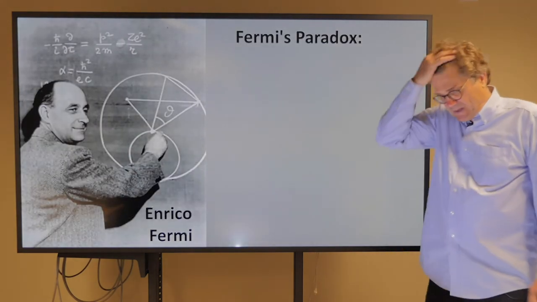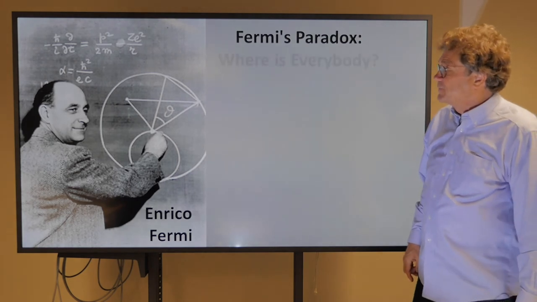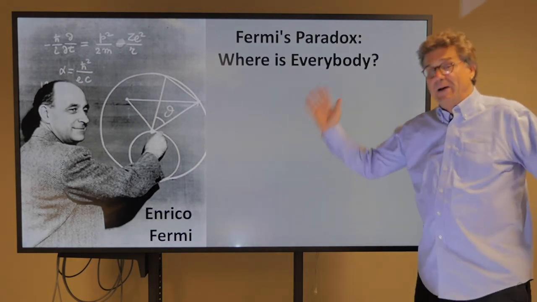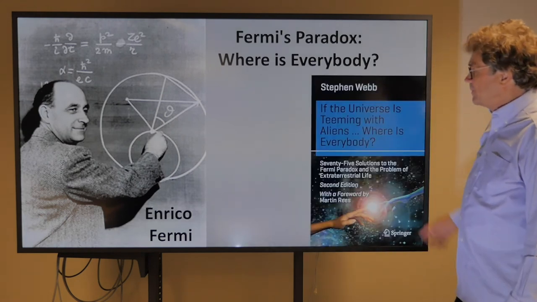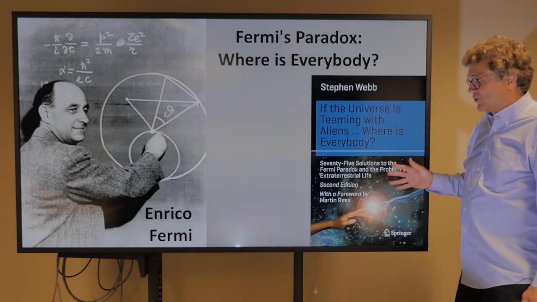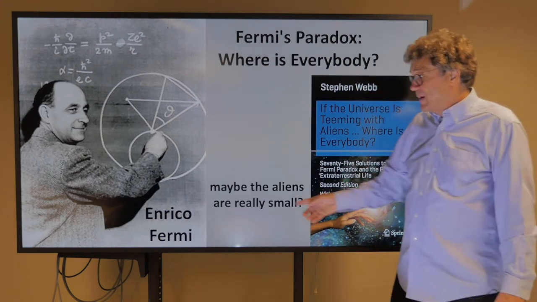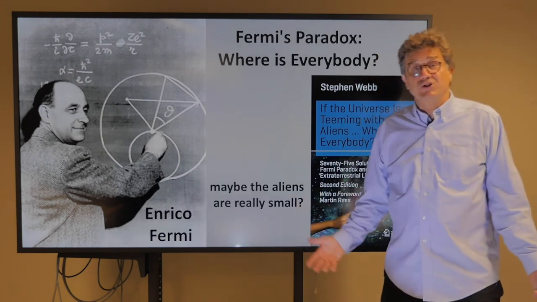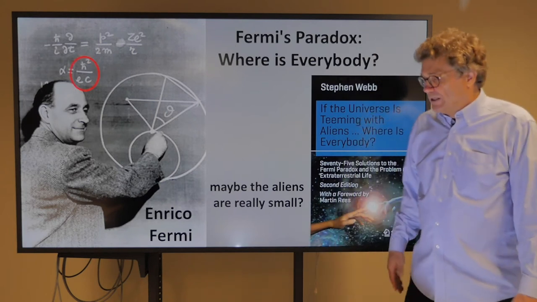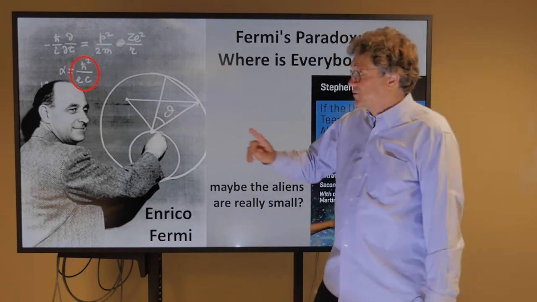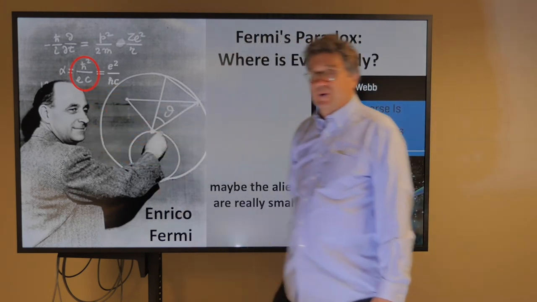Now, this is relevant to something called Fermi's paradox. Fermi's paradox is, where is everybody? Why haven't we seen aliens yet? Well, there's 75 solutions in this book to that paradox. And one of them is, well, maybe the aliens are really small, and they're so small that we don't even recognize them as aliens. I should point out, for the sake of accuracy, that this h bar squared over ec should be e squared over h bar c.